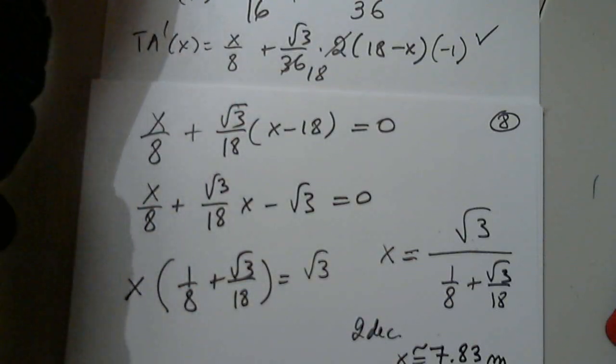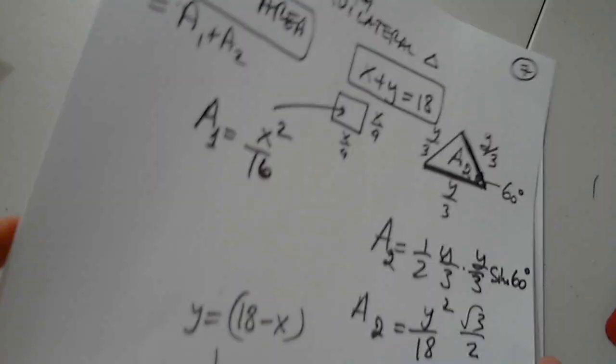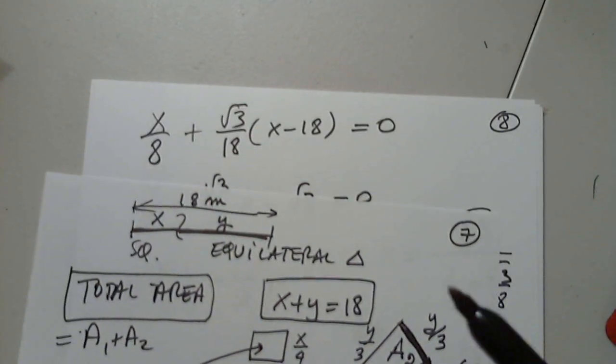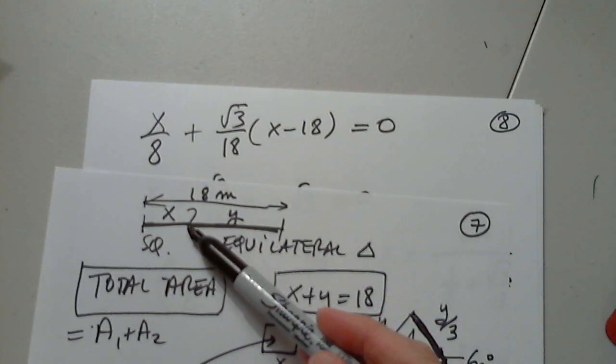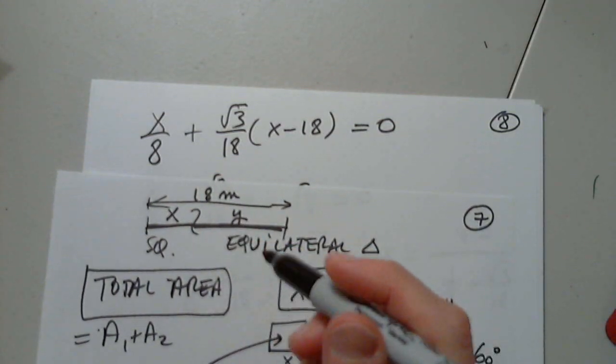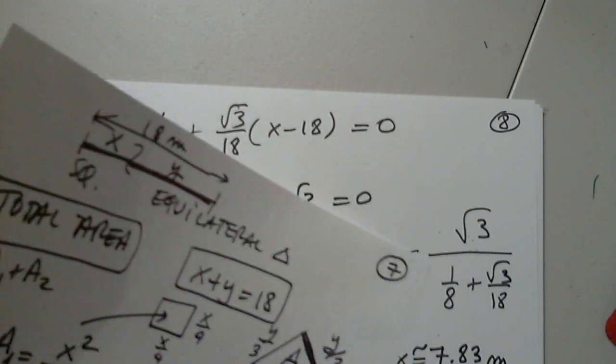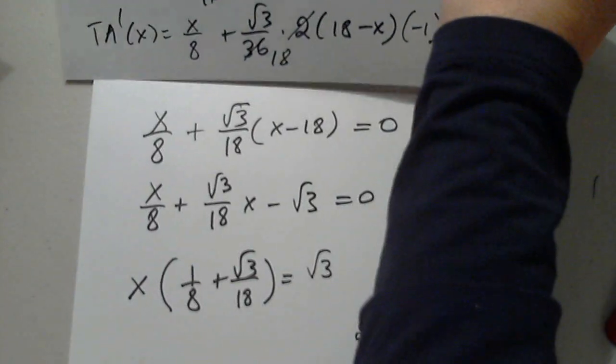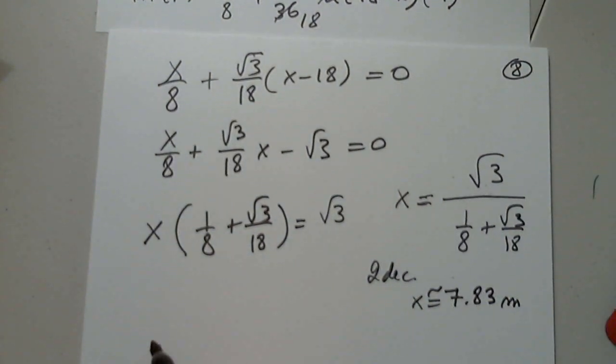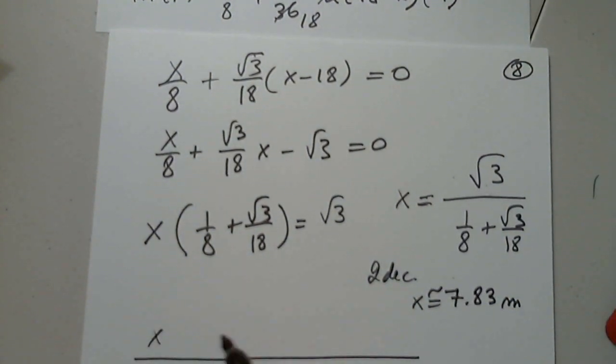Okay, so we haven't finished. So what was the question again? Find the maximum and the minimum for the total area. Okay, so we got this. Now I have x, 0, 7.83, TA prime, and TA.